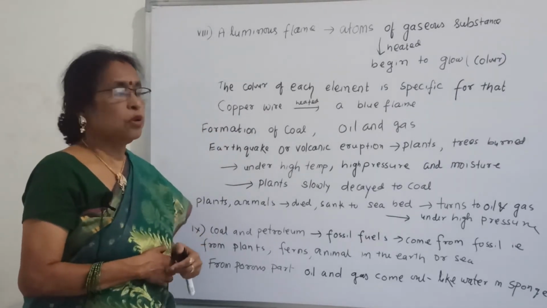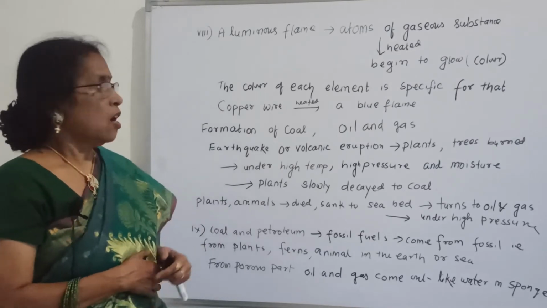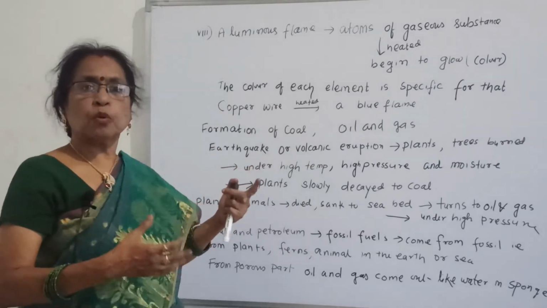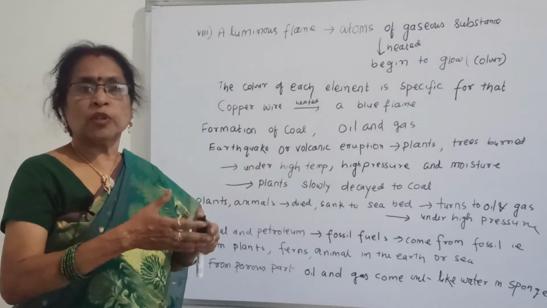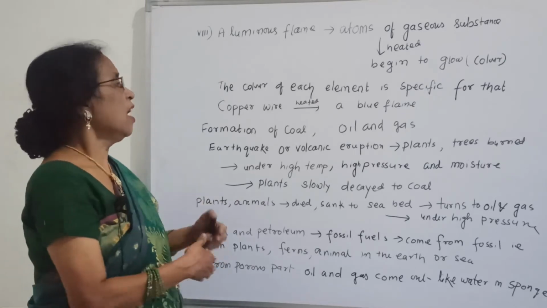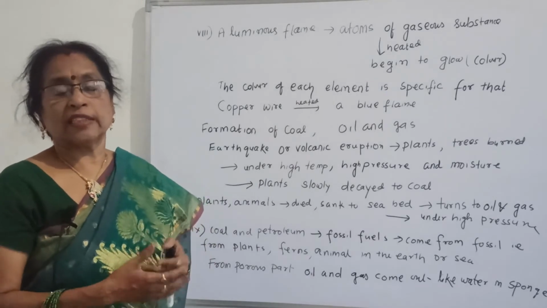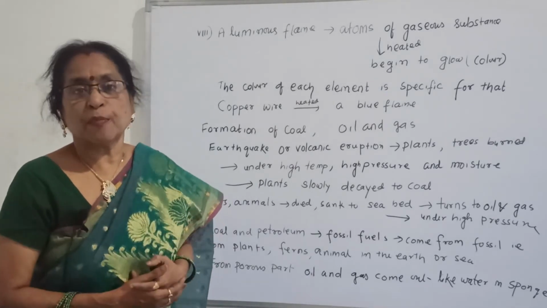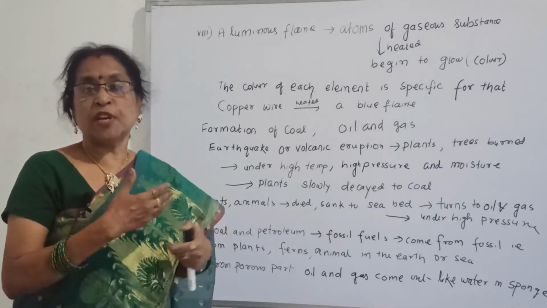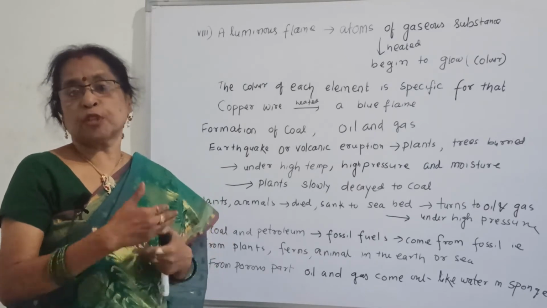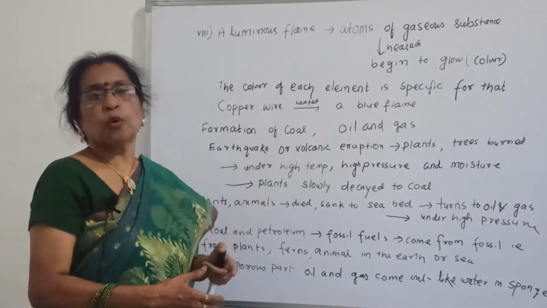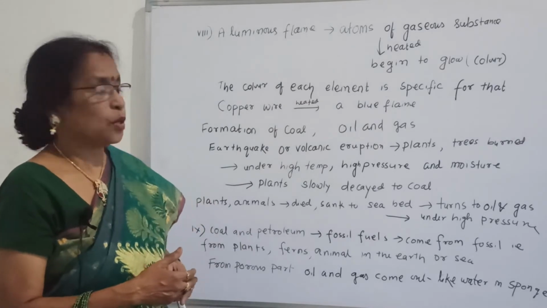Formation of coal, oil and gas. You know coal is found under the earth, and it is obtained from there. Now oil and gas, how can you get oil and gas? This is not a one day product. Millions of years must pass, and only after that are coal, oil and gas produced.